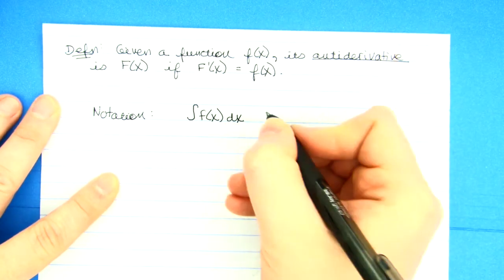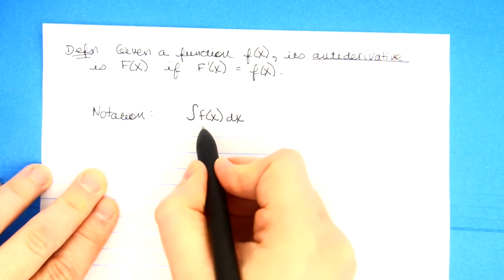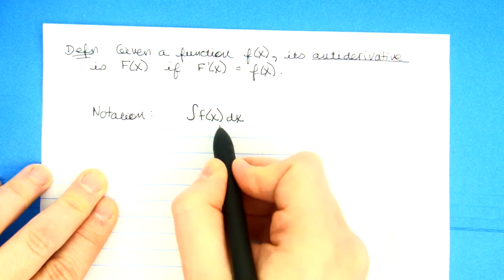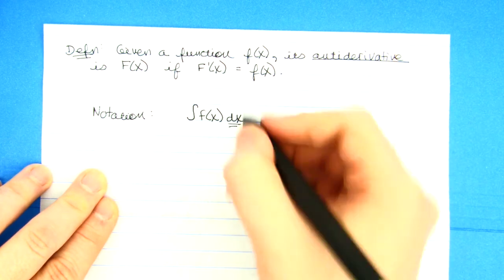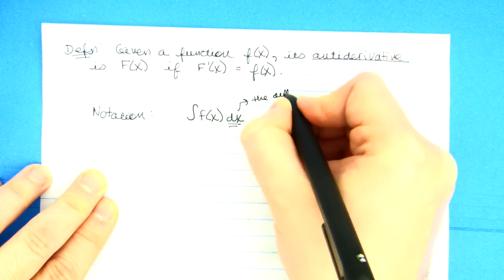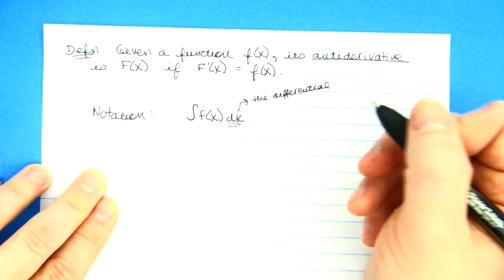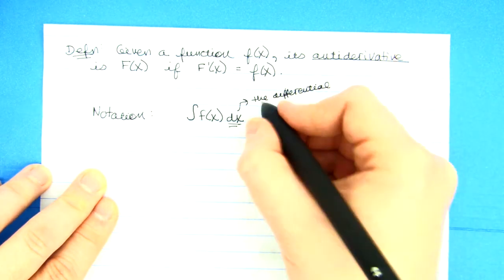Now, after the f of x, there's always going to be a dx. Why? Because integrals use Leibniz's notation rather than Newton's notation. It's saying what has a derivative of f of x dx? That's kind of where the dx is coming from. That thing at the end is the differential, which also tells us that x is our independent variable.